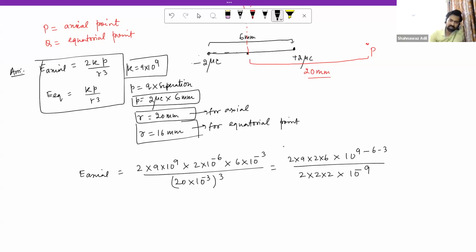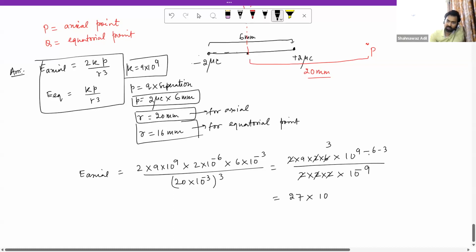So this would be how much, right? This 2 and this 2 will cancel, this 2 and this 2 will cancel, and this is 3. So this is 27, and then 10 to the power, this 6 minus 3 is 9. So 9 and 9 cancel, and this plus 9 goes over there. So 9 minus 6 minus 3 plus 9. So 3 and 6 cancel, 1, 9. So this is 27 into 10 to the power 9, right?